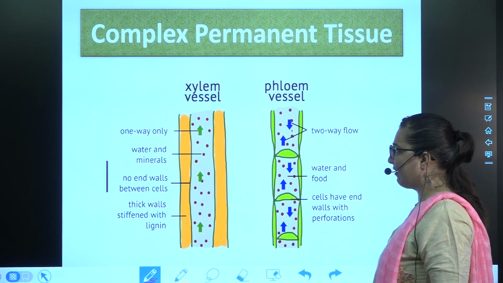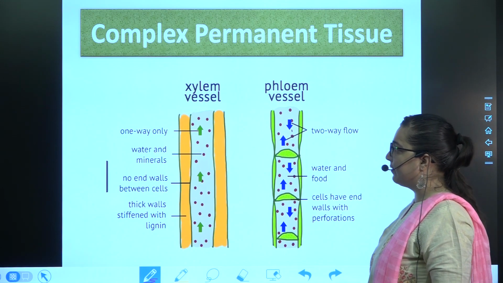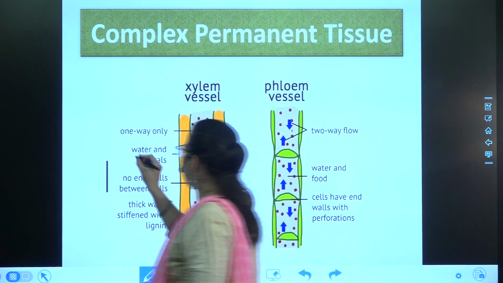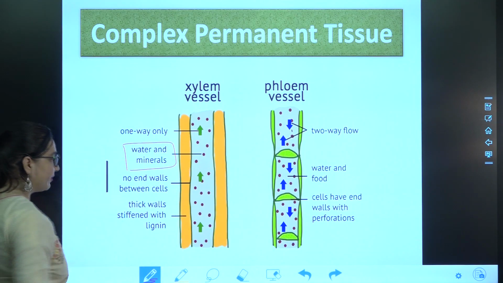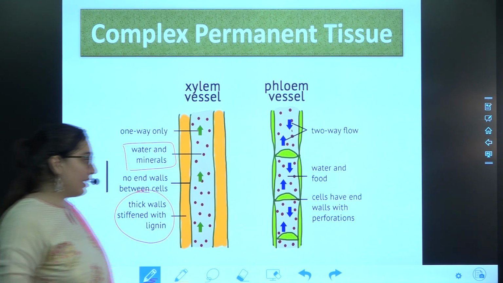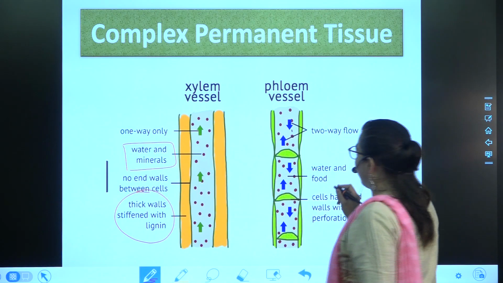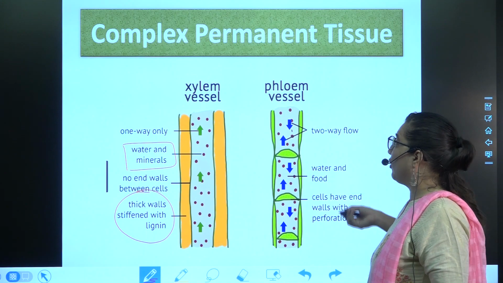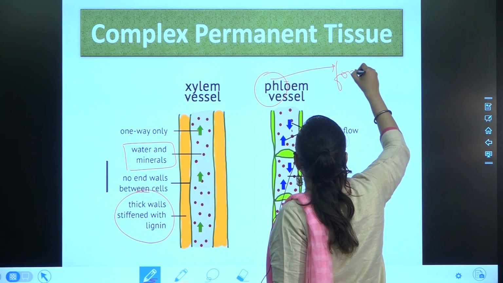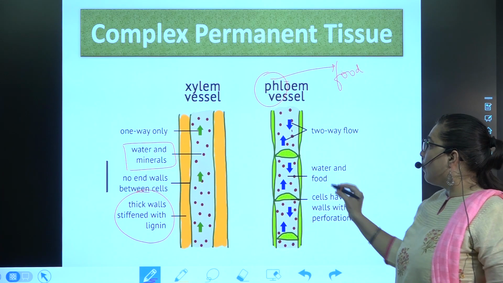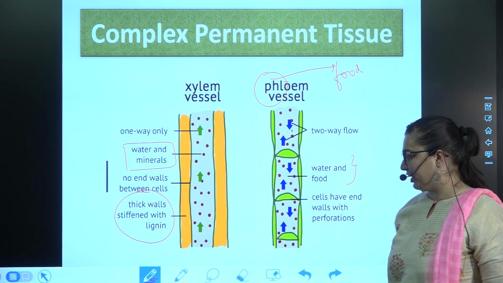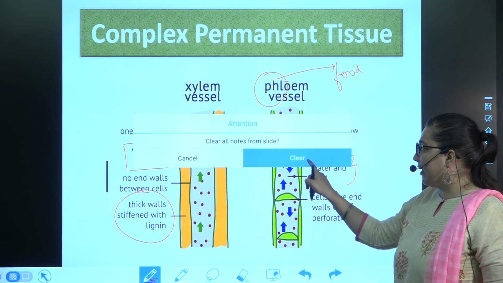This is how its diagram looks. The xylem vessel, where there is conduction in just one direction and water and minerals are flowing. You can see over here the walls are lignified, that means there is a layer of lignin. While coming to the phloem, it is for the conduction of food. Water as well as food are transported through phloem. The cells are involved with perforations. This part we had already discussed.